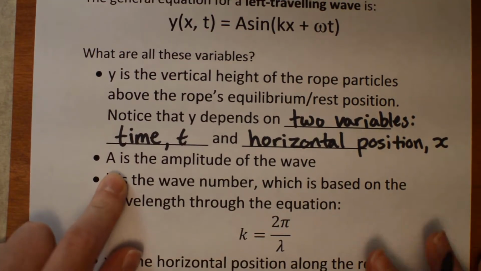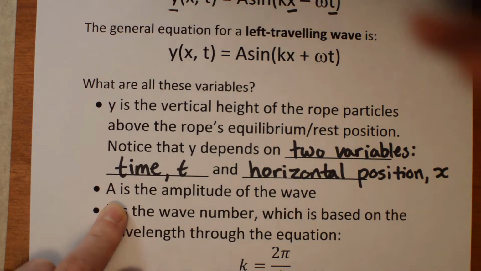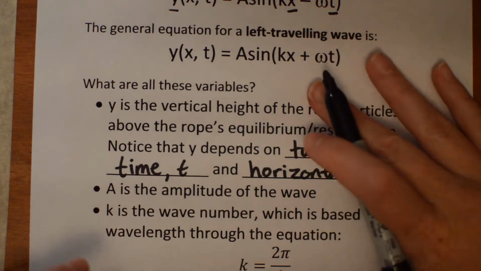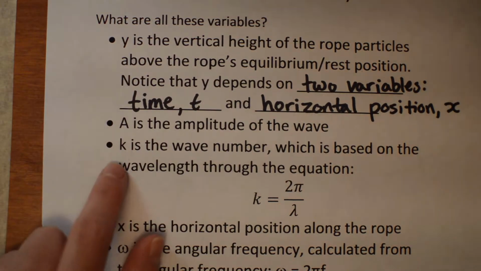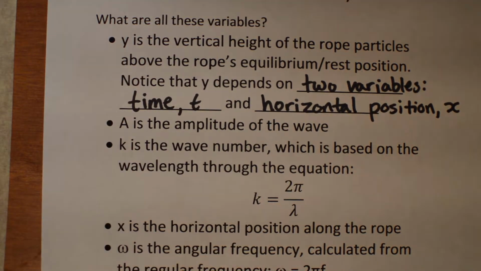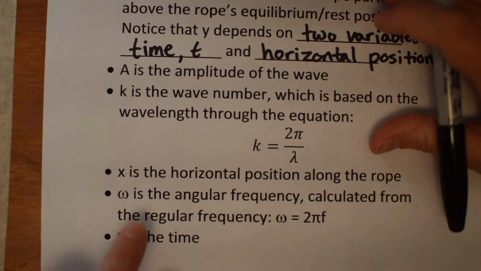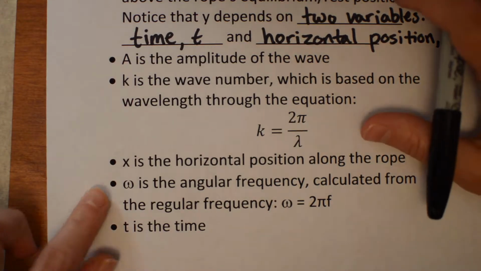Amplitude, a little more straightforward. So that's just what is the highest y I get to. So it's the highest point my rope reaches above equilibrium. K looks new, but it's not. It's actually just related to the wavelength. K's name is the wave number. It's just 2 pi divided by the wavelength. X, of course, is your horizontal position of the rope.